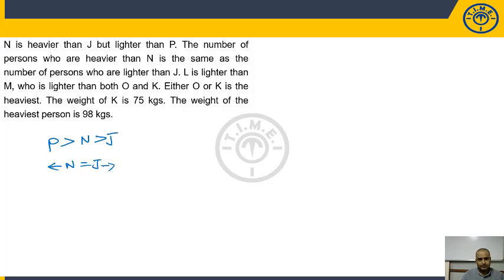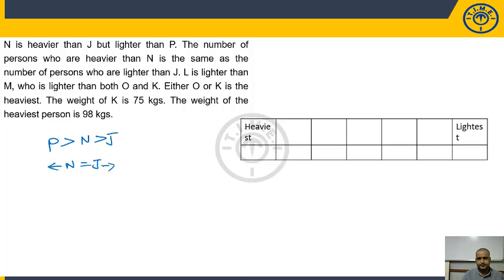Let's look at this. Definitely N cannot be in the first position. So the number of persons heavier than N is the same as the number of persons lighter than J, and among N and J, N is heavier than J. So what are the possible positions? First and last, second heaviest and second lightest, third heaviest and third lightest. Definitely the first cannot be a possibility because N cannot be the heaviest. So the other two possibilities are valid.